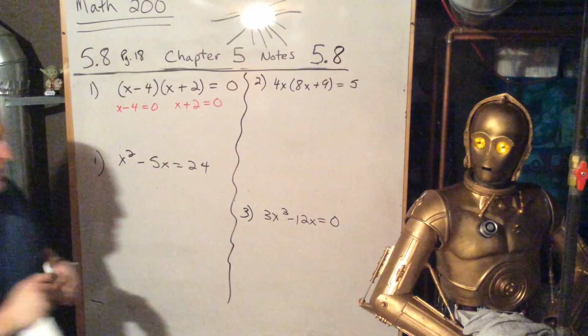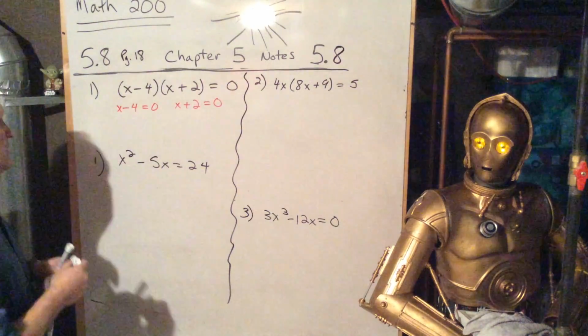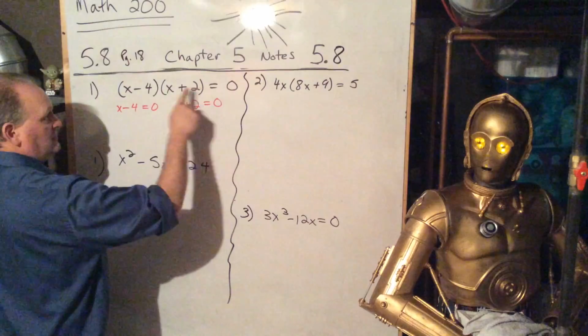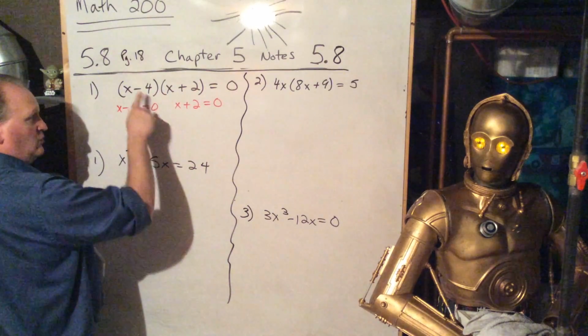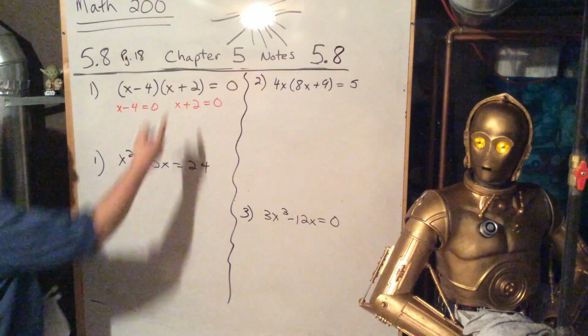The reason we do that is because 0 times anything is 0. And in fact, if you have 0 and you got that through multiplication, one of the two factors has to be a 0, otherwise it wouldn't be equal to 0.